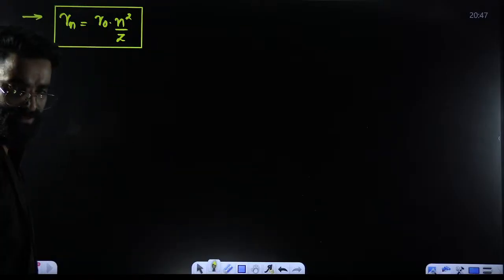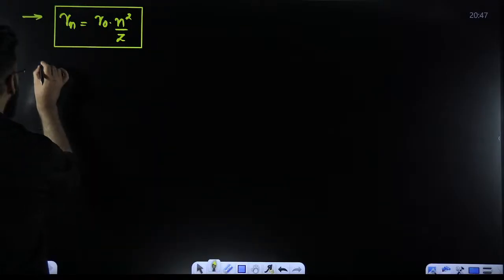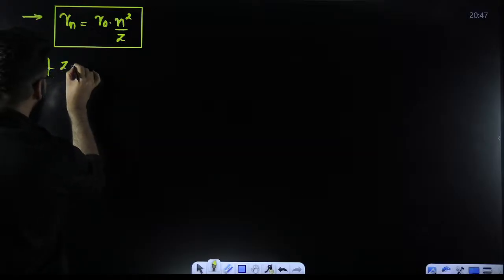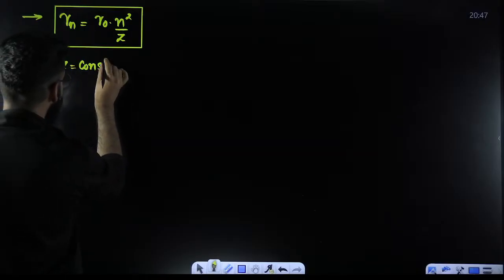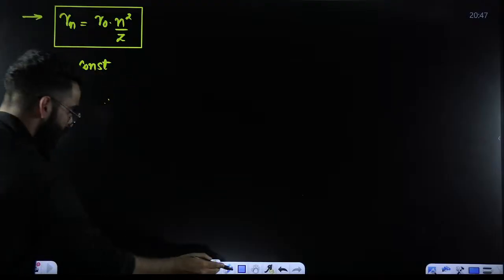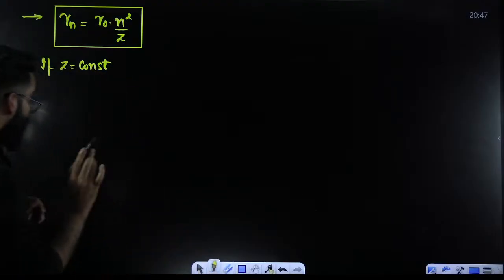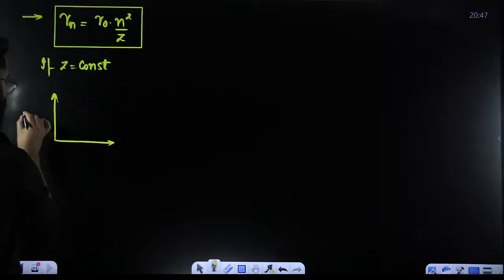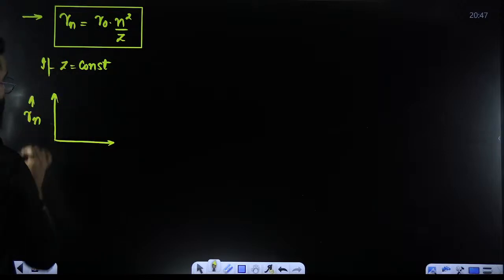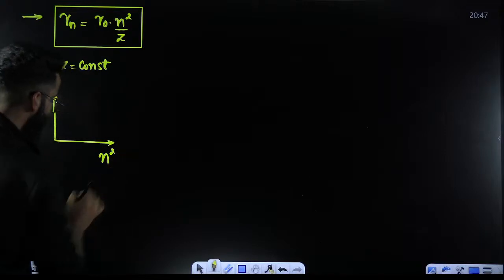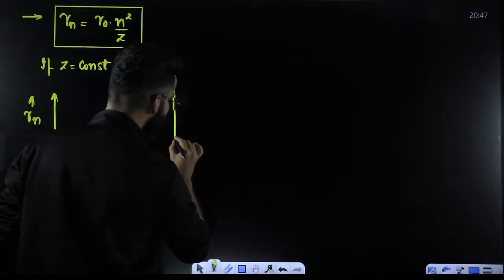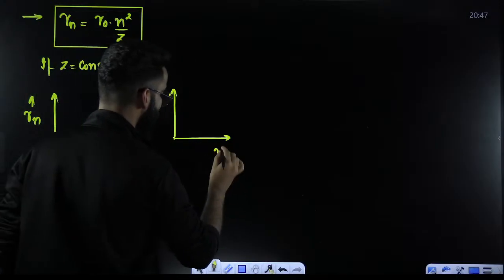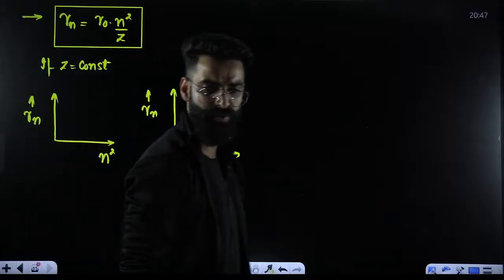Perfect? I'm assuming z is constant. Now, I want you to draw certain graphs. Tell me the graph between Rn, radius of nth Bohr's orbit, versus n square. First graph. Tell me the second graph. That's going to be radius of nth Bohr's orbit versus n. Can you let me know about these two graphs quickly?